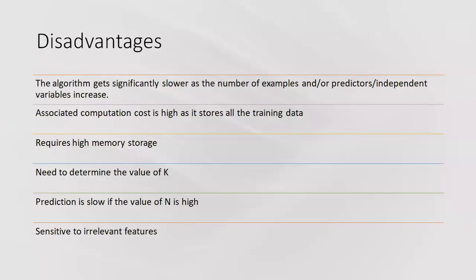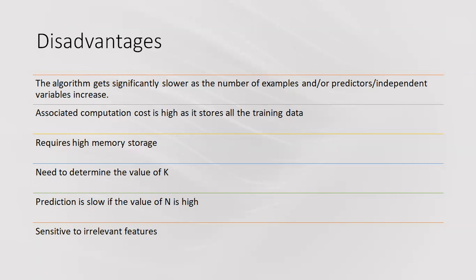Coming to the disadvantages, it does not work well with large data sets. The algorithm gets significantly slower as the number of examples and predictors or independent variables increases. The associated computation cost is high as it stores all the training data. It does not work well with high dimensions, requires high memory storage, needs the value of K to be determined, and needs feature scaling. We need to do feature scaling before applying the algorithm to any dataset. If we don't, K nearest neighbor may generate wrong predictions.